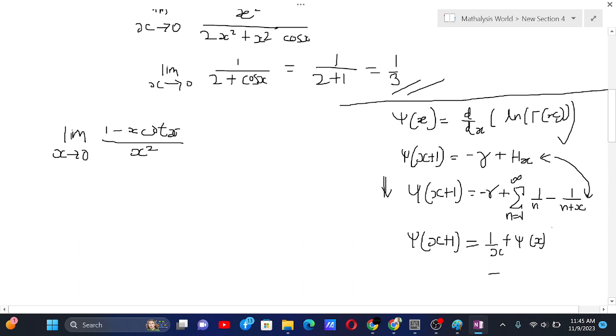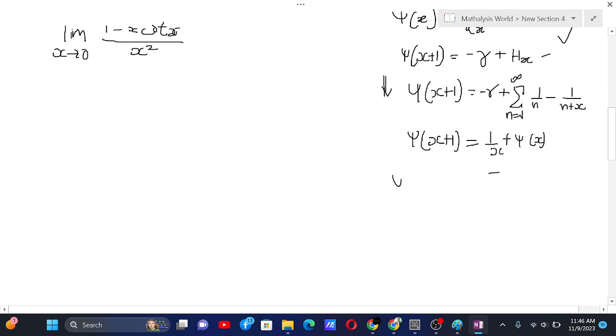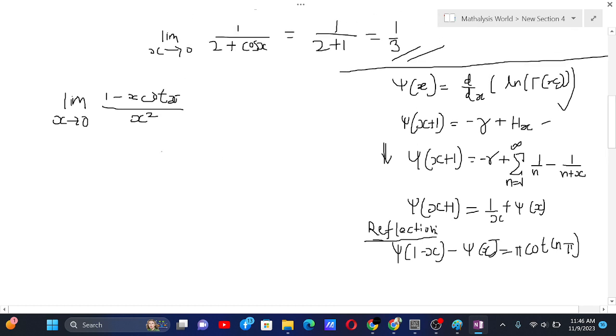Now with these properties we are nearly good to begin, but before we begin we have to know another formula: digamma of 1 minus x minus digamma of x. This is a reflection formula, which we can derive from the reflection formula for the gamma function itself: we just take the log and then differentiate to get this formula. It is equal to pi times cot n pi. You can see this is similar to pi by sine n pi for the gamma function. Now we want to use these functions, and basically we want to have n pi here.